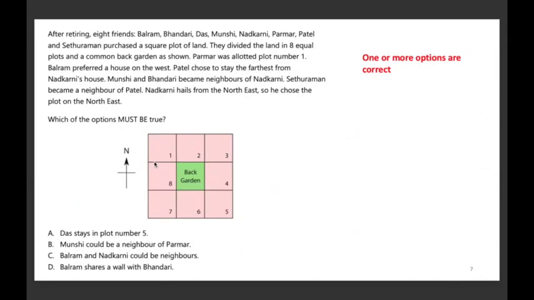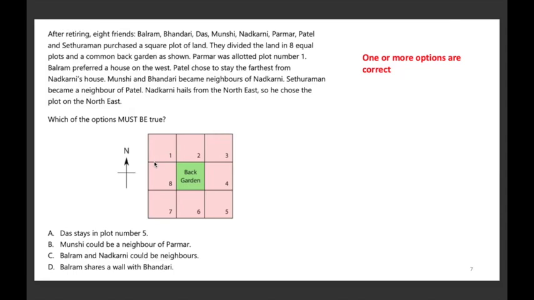After retiring, 8 friends, Balram, Bhandari, Das, Munshi, Nadkarni, Parmar, Patel, and Sethuraman purchased a square plot of land. They decided to divide the land into 8 equal plots and a common back garden as shown here. Parmar was allotted plot 1.